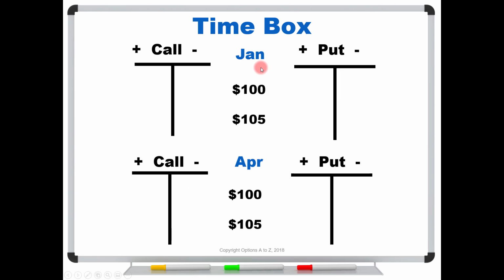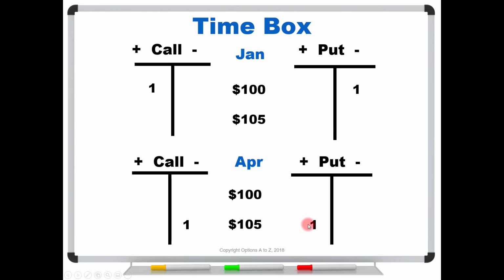So let's say that we have January expiration up on top and we have April down below. So as I mentioned, we're going to buy the 100 call and we will sell the 100 put up here in January. So that's a synthetic long stock position. It's the same thing as if we bought shares of stock in January. But now what's going to happen is we will end up selling them in April. And we're going to do that by selling the 105 call and buying the 105 put. So once again, synthetic long in January, synthetic short in April.